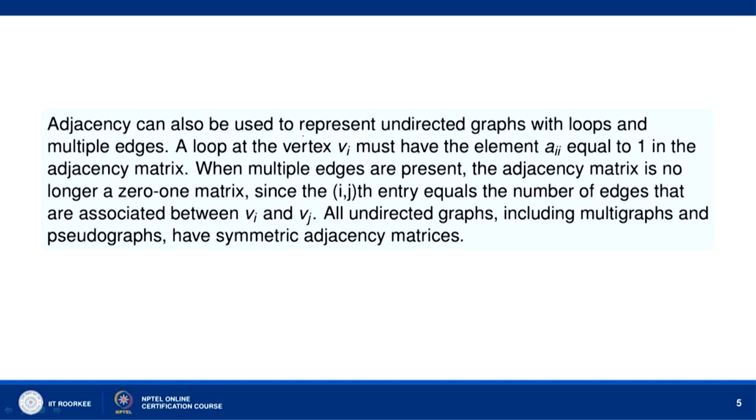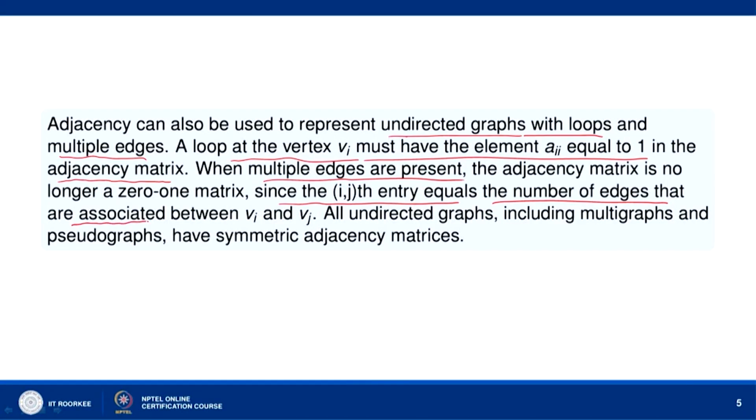Adjacency matrices can be used to represent undirected graphs with loops and multiple edges. Here we assumed that there were no loops or multiple edges, but adjacency matrices can be used to represent undirected graphs with loops and multiple edges also. A loop at the vertex Bi must have the element a_ii equal to 1 in the adjacency matrix. When multiple edges are present, the adjacency matrix is no longer a 0-1 matrix, because if there are multiple edges at the vertex Bi, then the entry a_ij will not be 1 or 0.